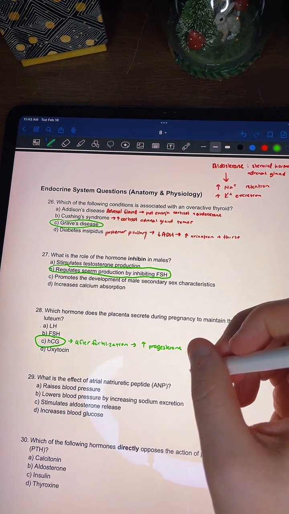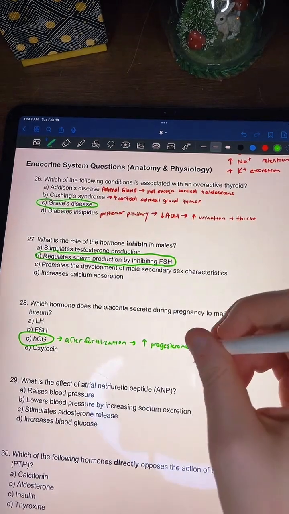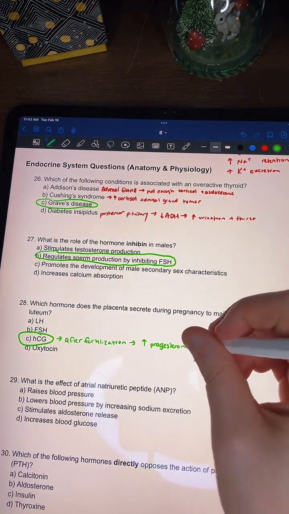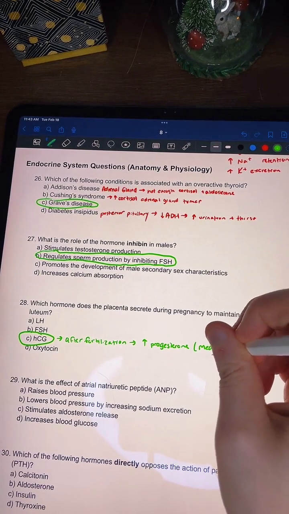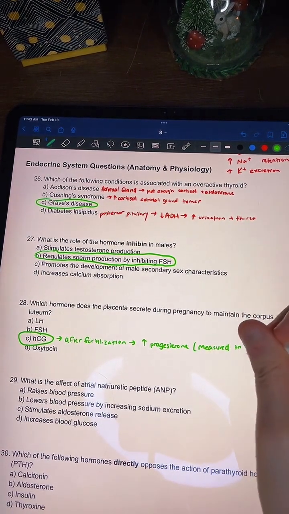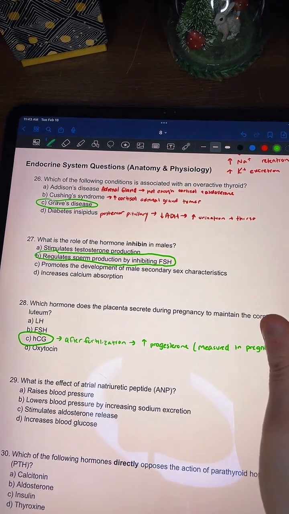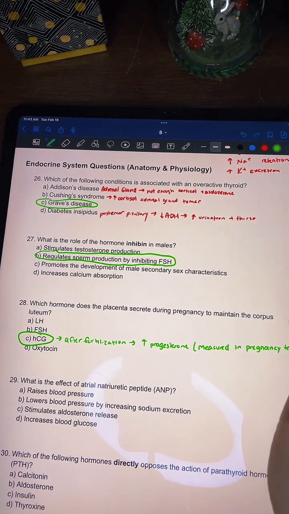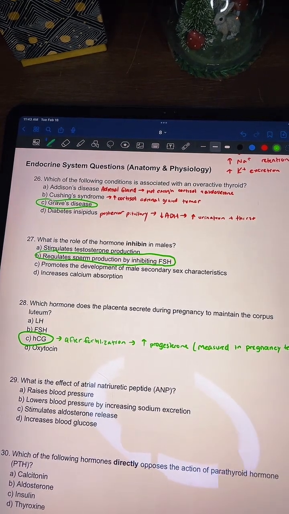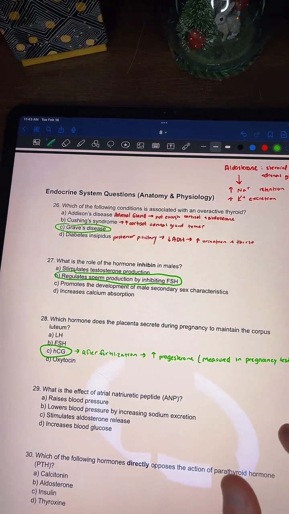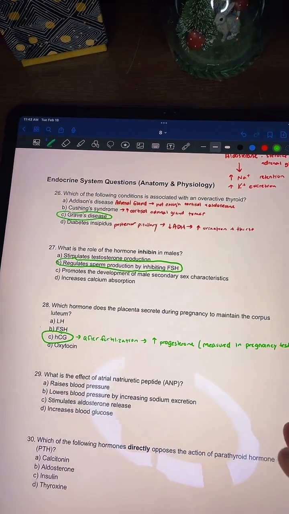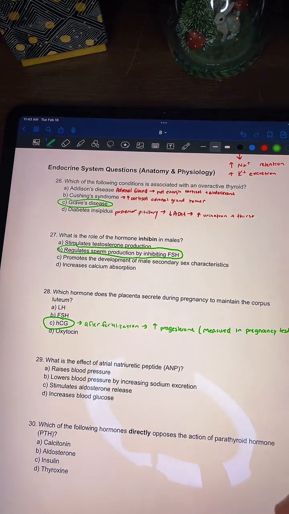HCG levels are measured in pregnancy tests. They're detectable in like blood or urine, like right after implantation. So that is why.